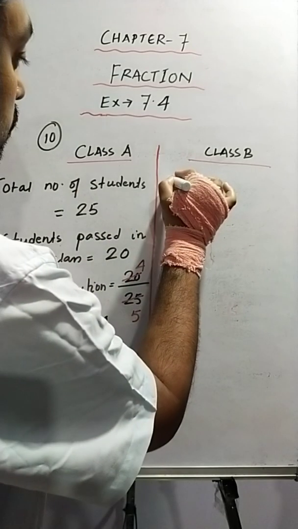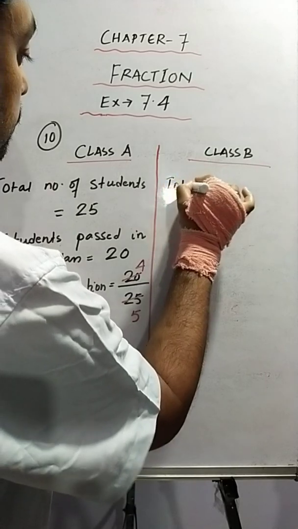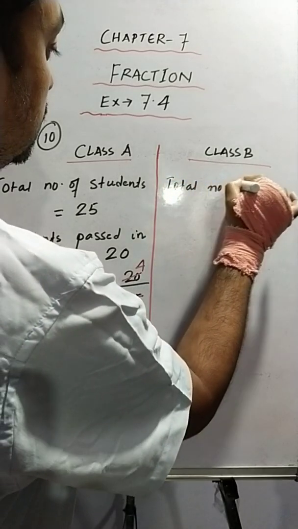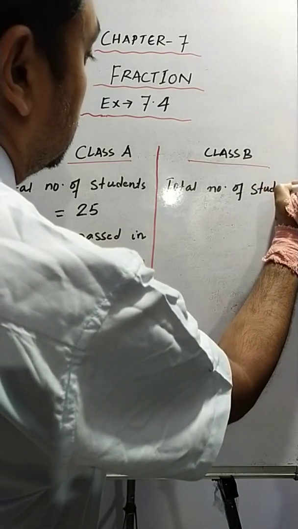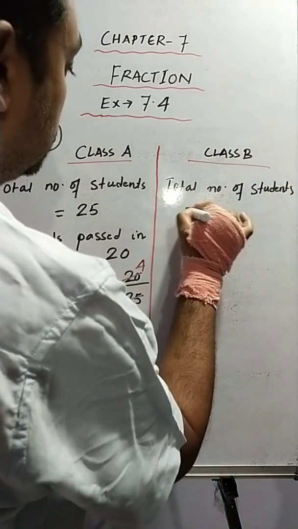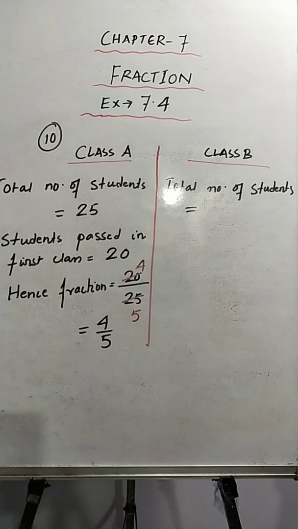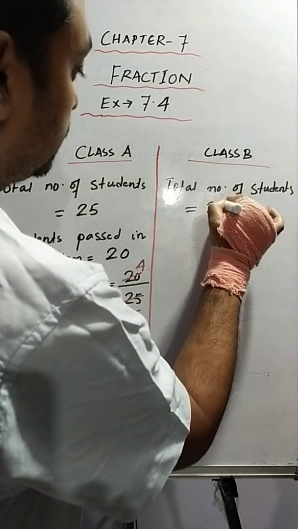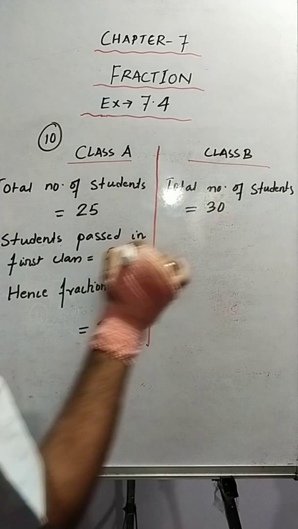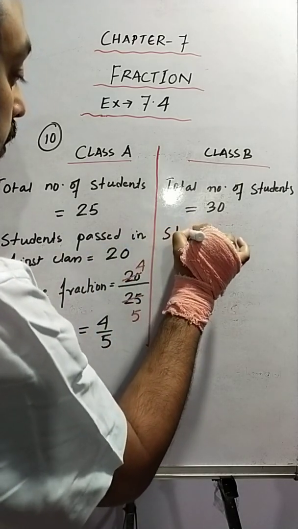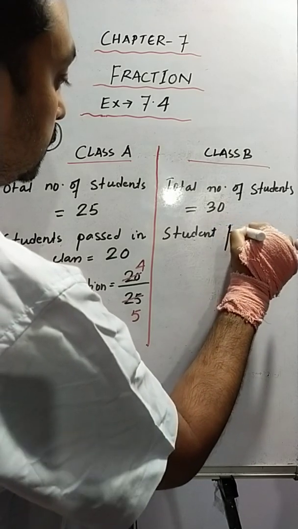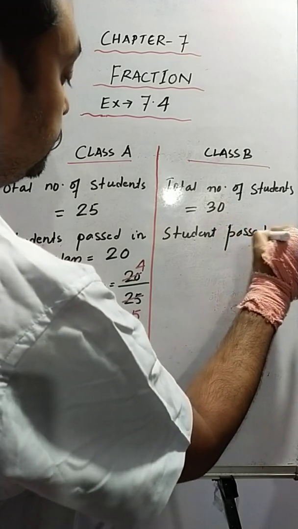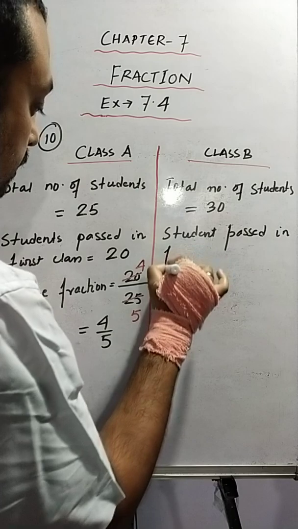So in class B, total number of students is equals to how much? It is 30 students are there. And students passed in first class marks.